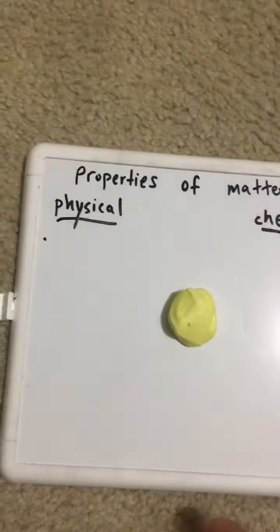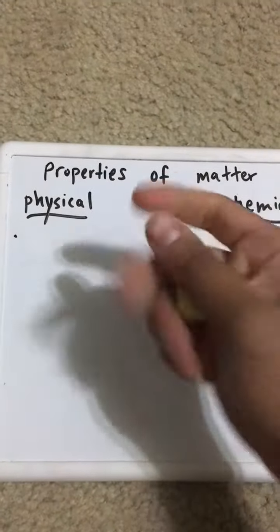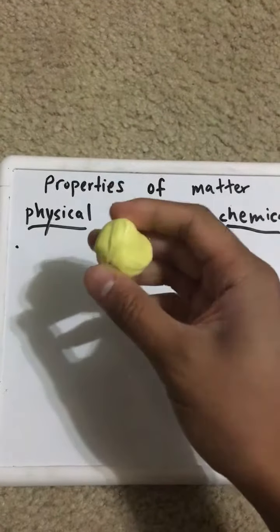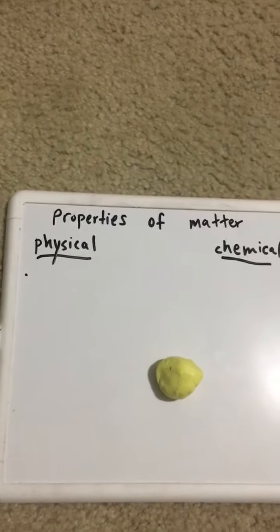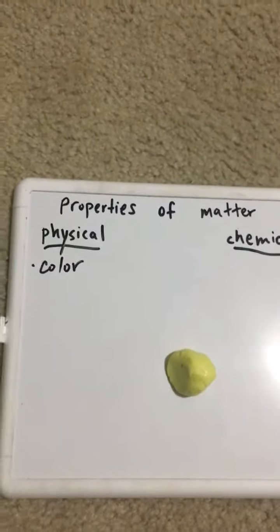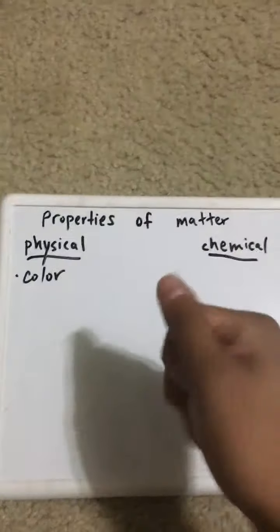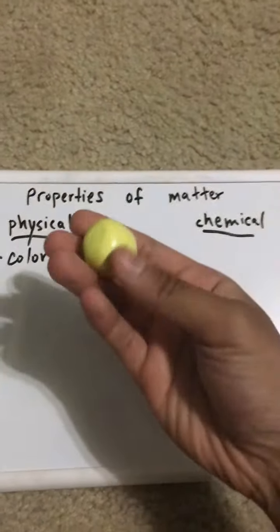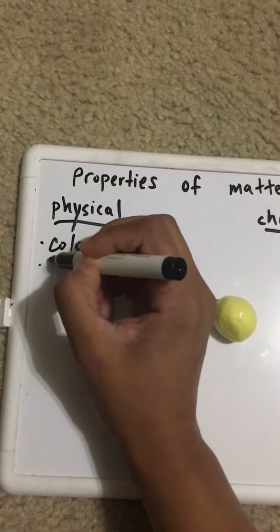Physical properties are very easy to find quickly. I have this putty, for example, and this putty, what do we see immediately? Well, for me, I see that it has a color. That color for me is yellow. Okay, what else can we see? We see that it doesn't have a really definite shape, but if I do this, it's kind of a sphere now. So we know that there's a shape.